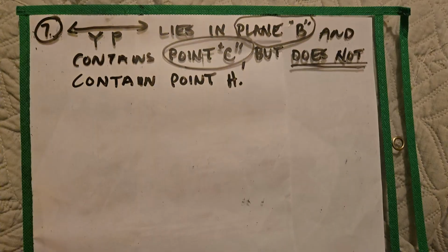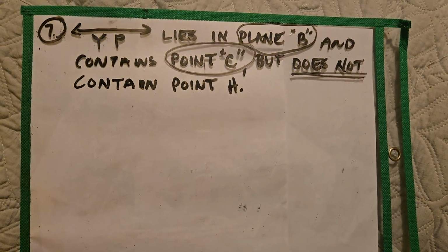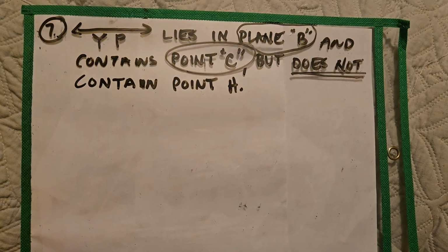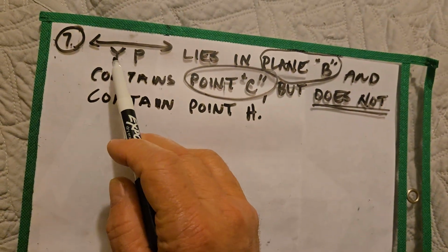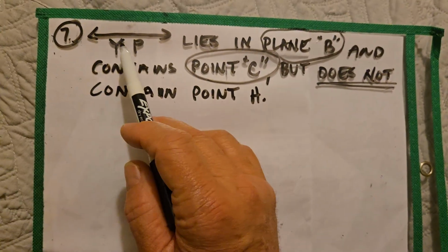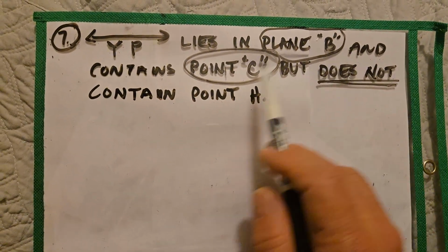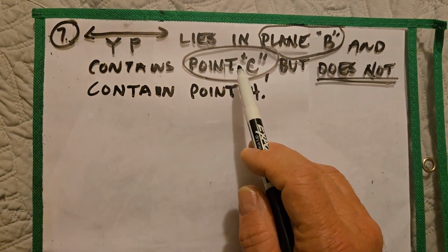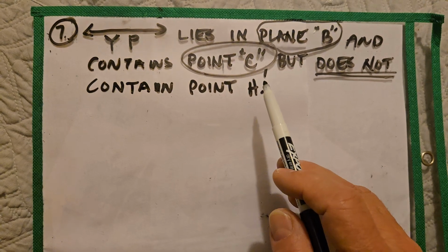This is from the homework from today. This is number 7, and it says line YP, that's what that means. Those little double arrows with letters underneath, that means line. It's just saying line YP lies in plane B and contains point C, but does not contain point H.